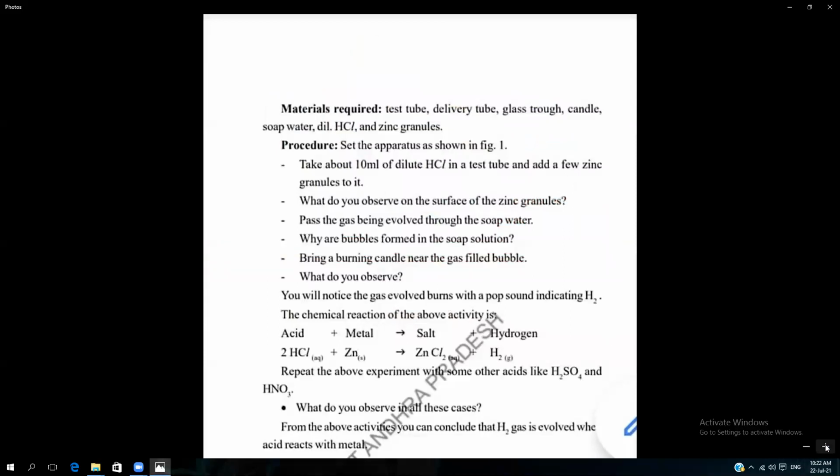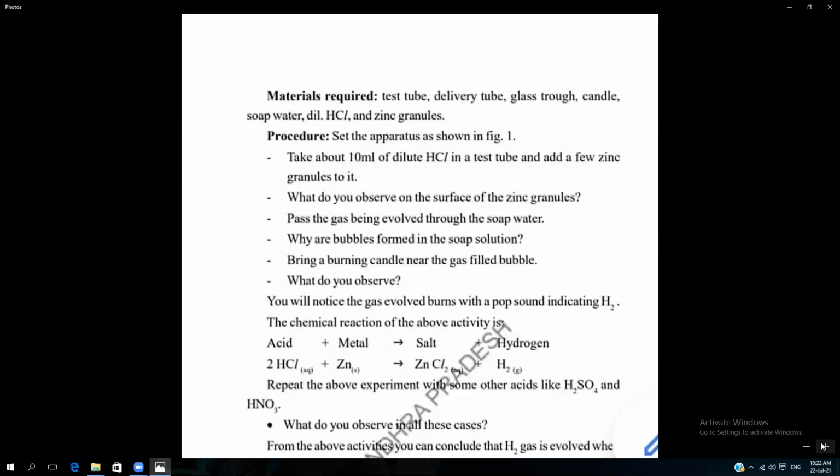Okay, see here. Procedure. What is the procedure? Set the apparatus as shown in the figure. Already you have seen the picture, I mean the activity picture. Take about 10 ml of dilute HCl in a test tube and add a few zinc granules to it. In that test tube, we have to add some zinc granules and 10 ml of hydrochloric acid. Hydrochloric acid is nothing but HCl.